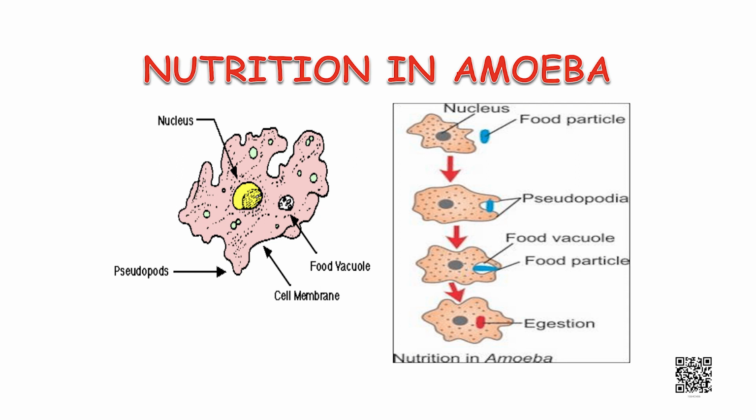forming a food vacuole. Inside the food vacuole, complex substances are broken down into simpler ones, which then diffuse into the cytoplasm. The remaining undigested material is moved to the surface of the cell and thrown out. So, that is how nutrition takes place in amoeba.